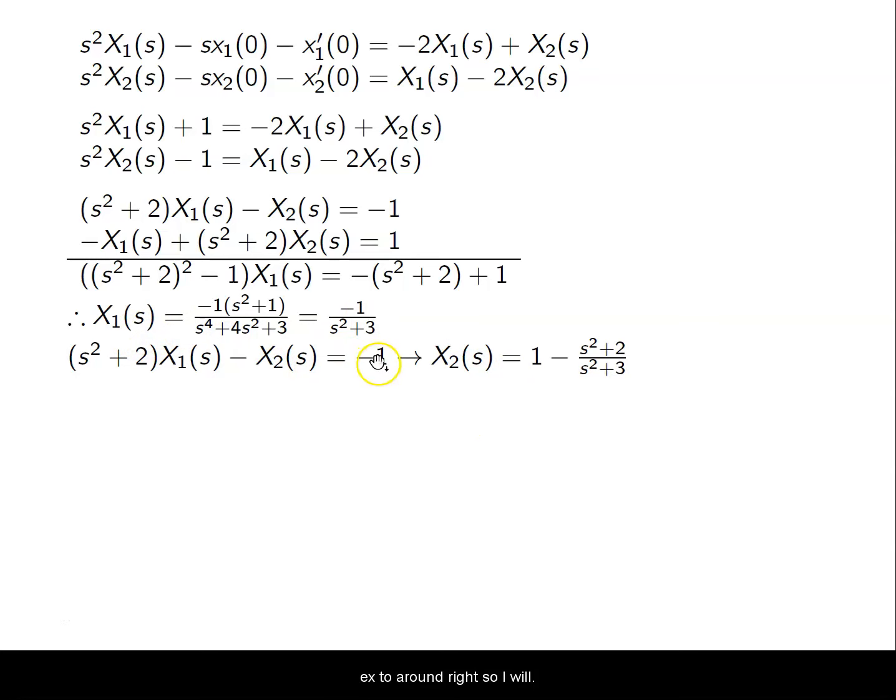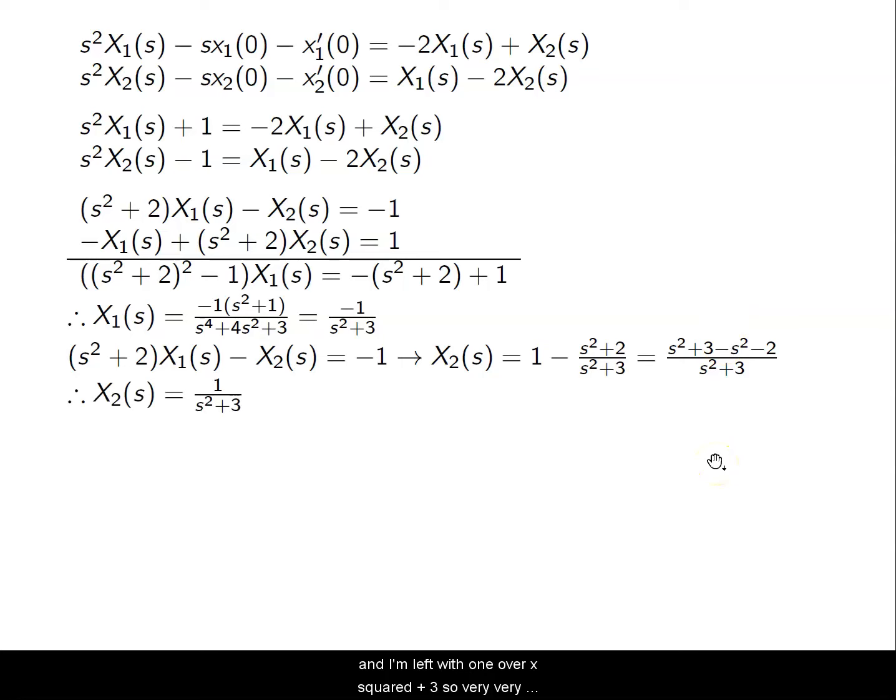I will add 1 and move this over so that it's positive, right? Or move this over, change signs, whatever you want to do. But you will have 1, because this will now be positive. And then I will have my s squared plus 2 over s squared plus 3, and then that negative sign there, right? So this is what I'm going to have. Make your common denominator and start to add some stuff together. Notice that pretty much everything cancels out, and I'm left with 1 over s squared plus 3. So very, very similar terms for x1 and x2, just different signs.